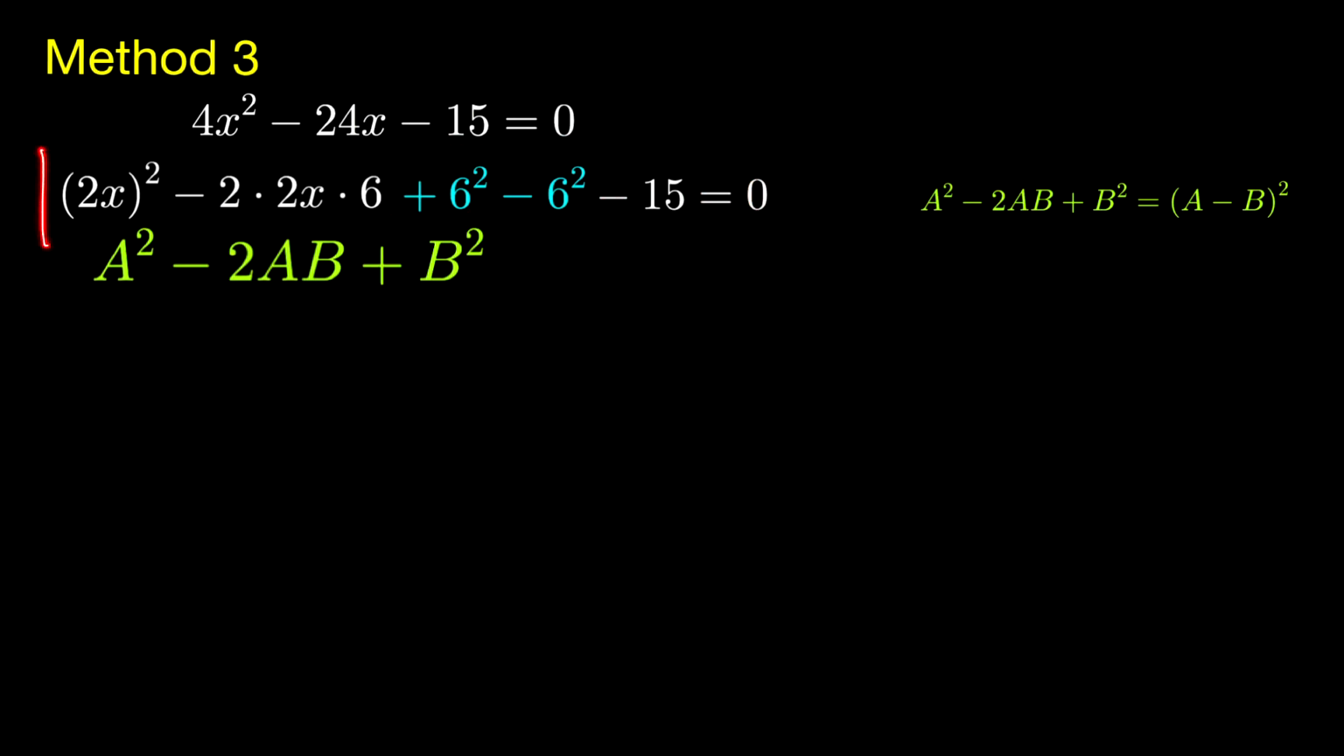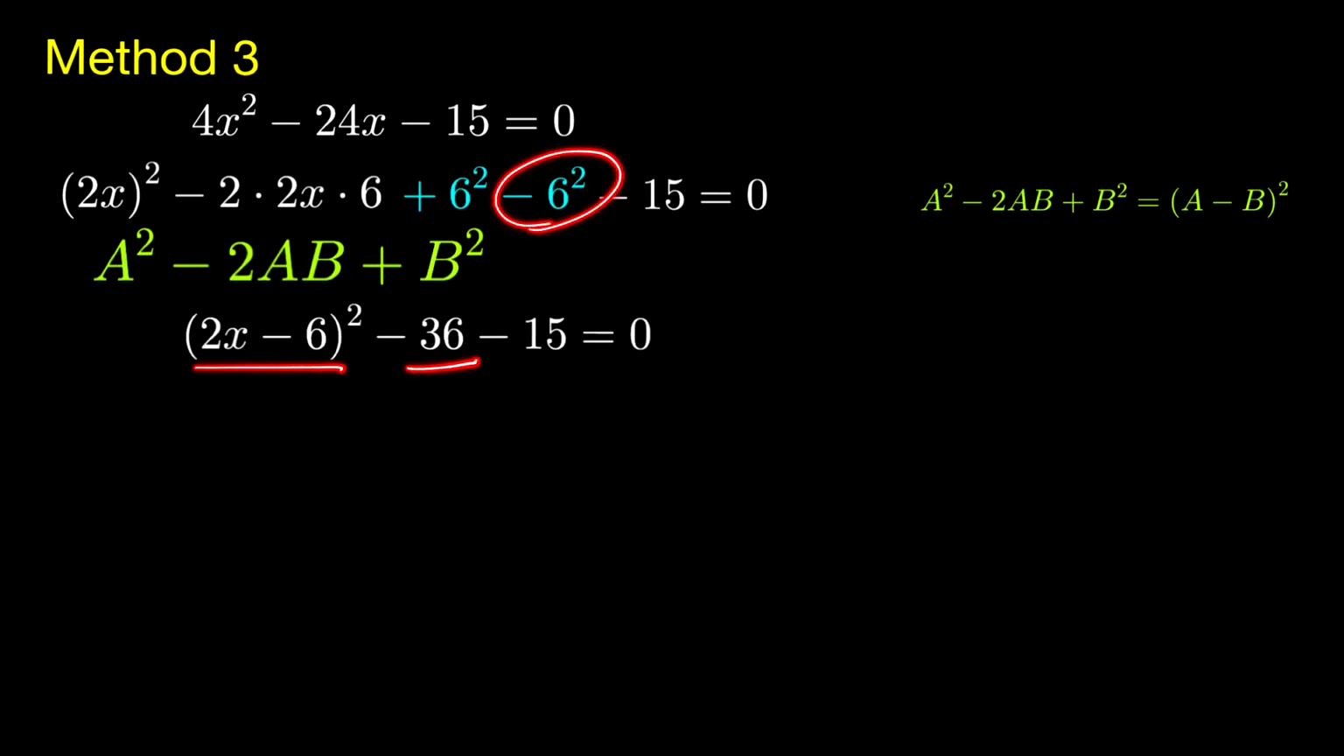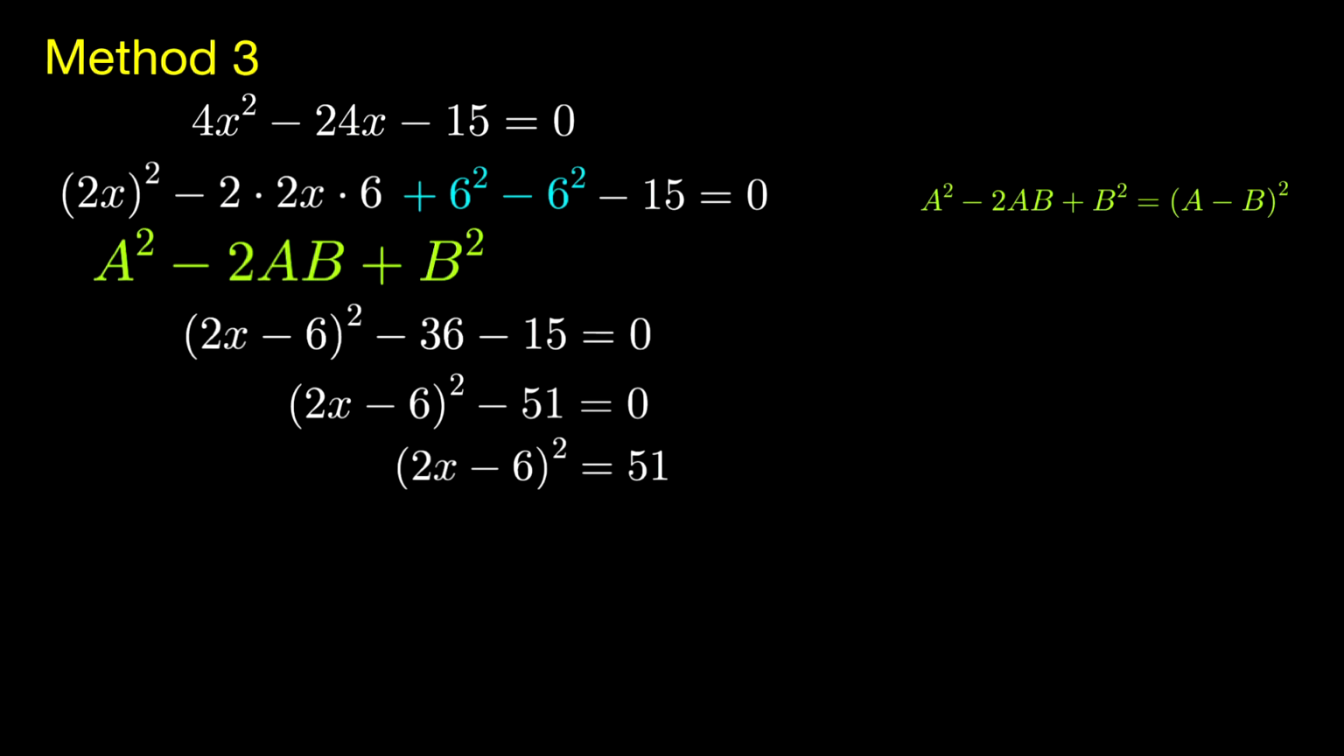Now we can already write this as the square of a minus b. So our a is 2x and our b is 6. So we can now write our equation as the square of 2x minus 6, and then minus 36, this one here, and then minus 15 equal to 0. And combining these two terms, we'll get there minus 51 equal to 0. And then moving that negative 51 to the right-hand side of the equation, we'll get this equation here.